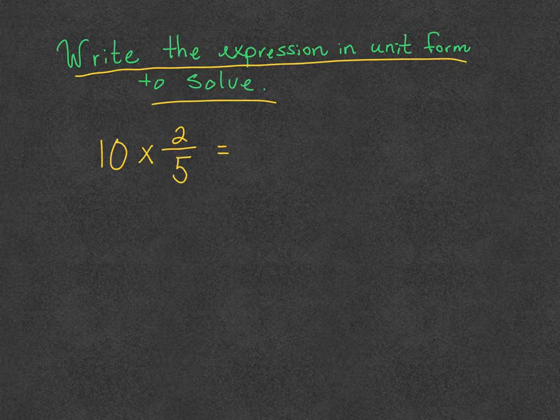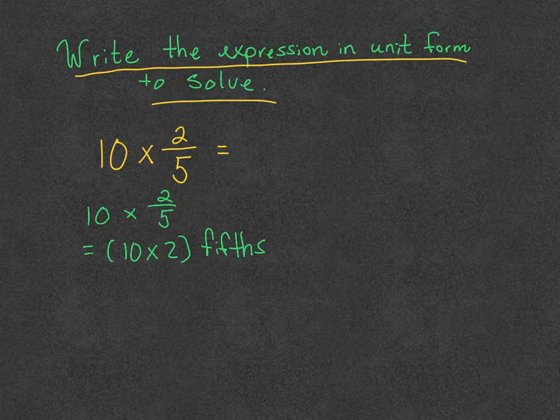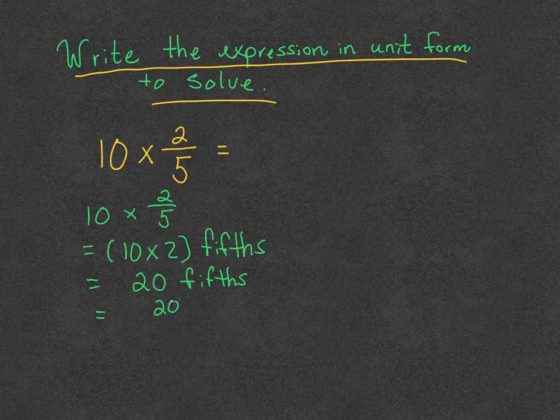Write the expression in unit form to solve. So we have 10 times 2 fifths. That's saying we have 10 groups of 2 fifths. And so basically this is saying we have 10 times 2 fifths. There's our unit form. Which is basically saying 10 times 2 is 20 fifths, which is really just 20 over 5, 20 fifths.